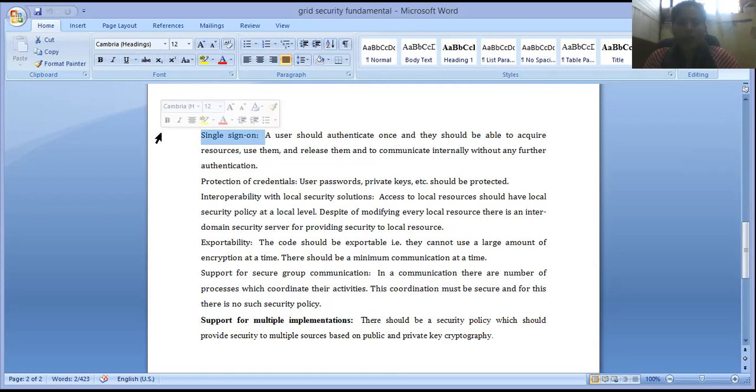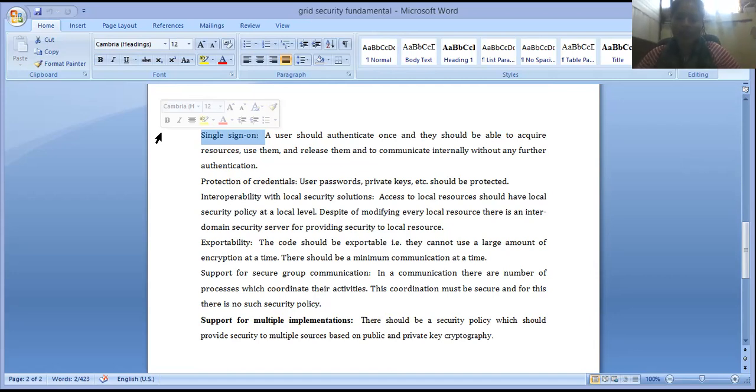Okay, so support for secure group communication. We are also securing the communication groups, and in the communication there are a number of processes which coordinate their activities, and the coordination must be secure. And there is a security policy which is basically provided by the domains, or you can say these are the domain policies, from where you are accessing the things.